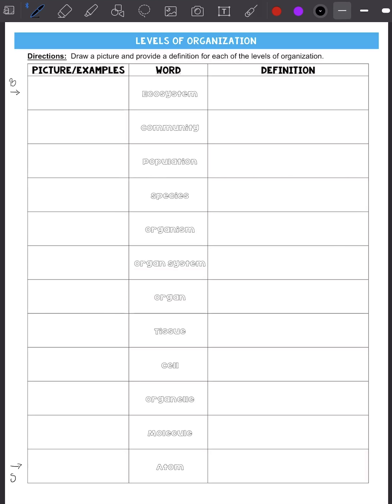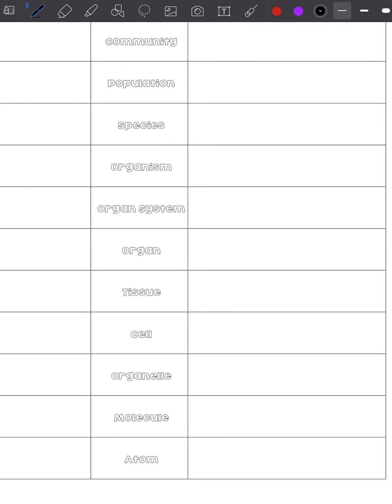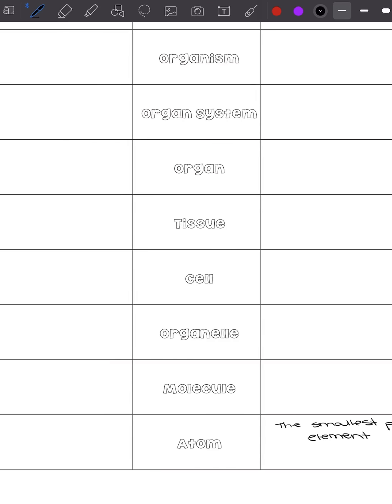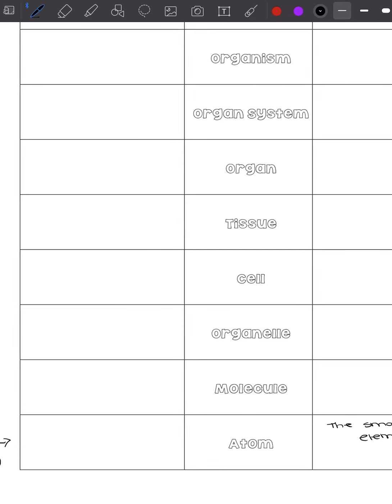I'll just jump in here. We know the definition of an atom. We covered that as the smallest part of an element. And just a simple little picture. Doesn't have to be anything fancy.